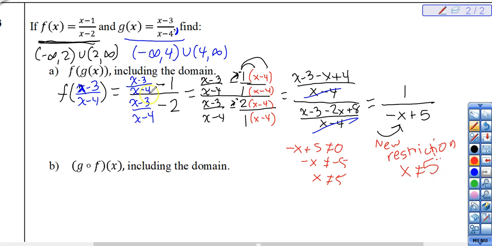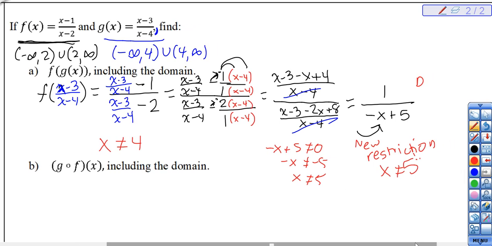Let's go back to our original restriction. Don't we have a restriction right here in our inserted function? What are we restricted from here? X cannot be 4. Okay, so those are our two restrictions. Let's talk about our domain real quick. We're looking for the overlap. They overlap everywhere but 4 and 5. So from negative infinity to 4, union 4 to 5, union 5 to infinity. And this is our composed function, 1 over negative x plus 5.